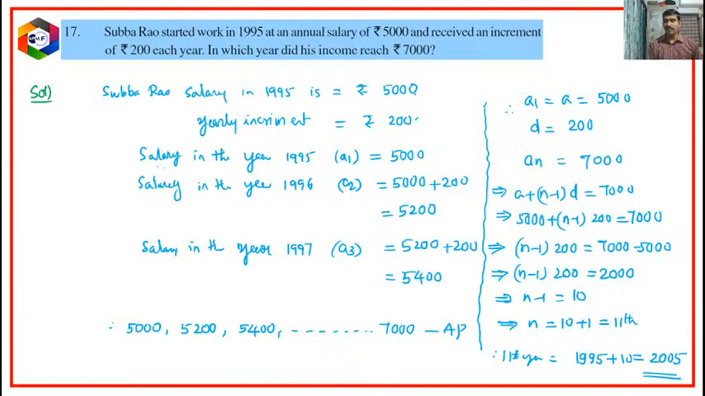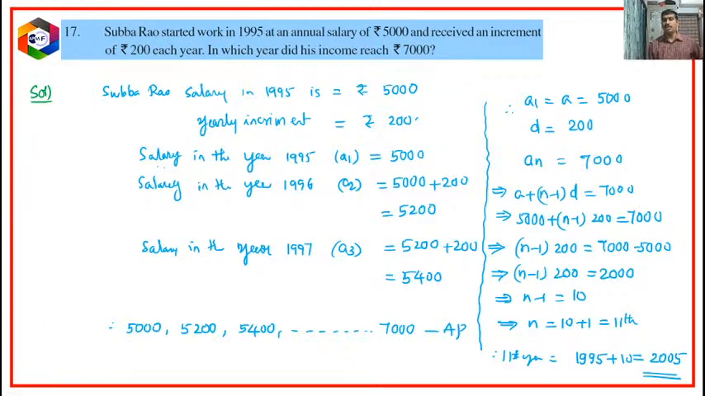So first year a1 is equal to 5,000, increment is 200, therefore second year is 5,200, third year is 5,400, and so on, likewise 7,000. This 7,000 is which term in this arithmetic progression? That is the 11th one. 11th one means after completion of 10 years. So 10 years completion means this will be the 2005th year. Okay, yes, very good Amma, very good, nice participation, well done, and applause to you all.